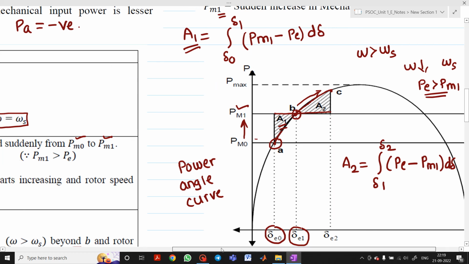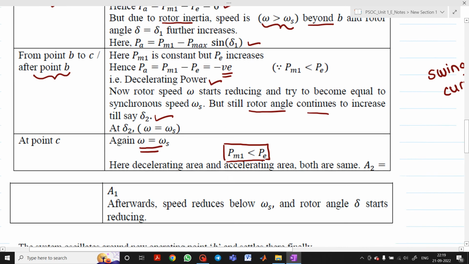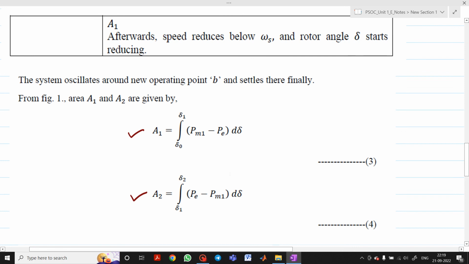So please try to remember these equations. This is very easy but very important. Based on that, we have to solve a few numericals also. So these are the equations associated with the accelerating and deaccelerating areas.